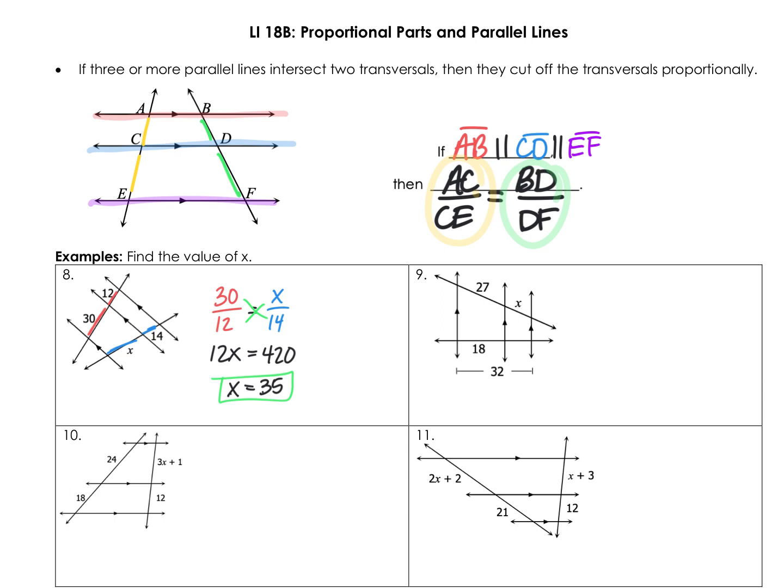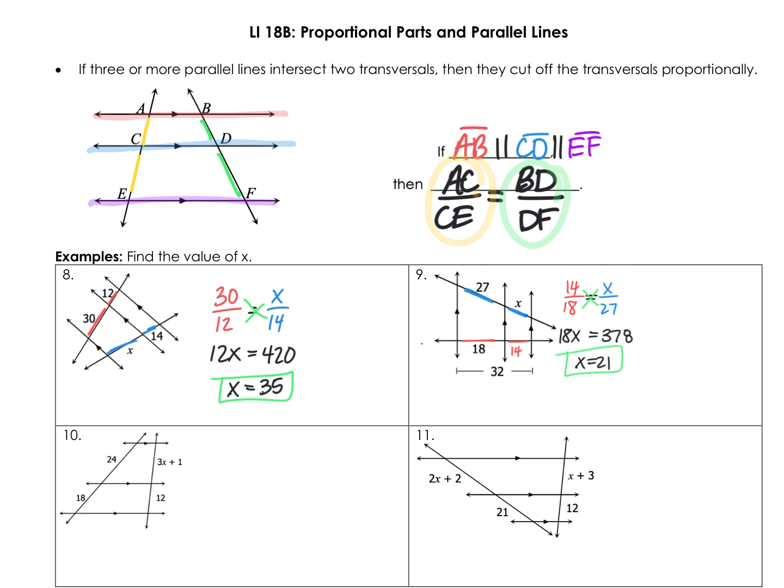Okay, I'm not going to do all these examples. We'll look at number 9. We've done something like this the other day. To find this missing piece right here, I would do 32 minus 18, which would give me 14. So now if I do, again, small over big, so 14 over 18, I need to make sure I match that in the other ratio. Small over big, x over 27. These are equal. Cross multiply now and solve. If I divide by 18, I get x equals 21.